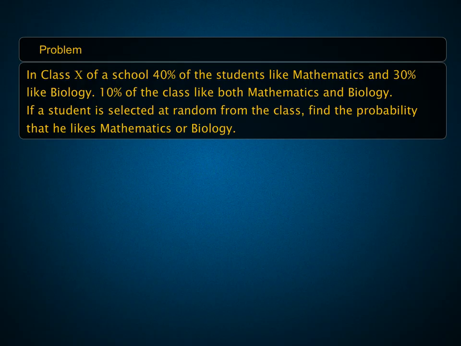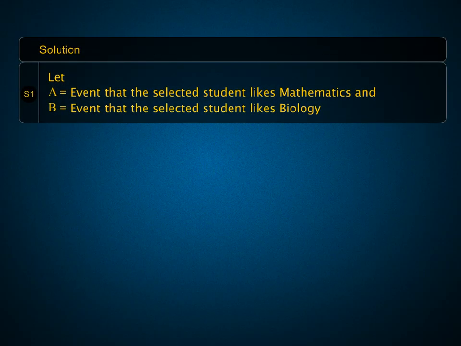Let's take another problem. In class 10 of a school, 40% of the students like mathematics and 30% like biology. 10% of the class likes both mathematics and biology. If a student is selected at random from the class, find the probability that he likes one of the two subjects, mathematics or biology. Let A be the event that the selected student likes mathematics and B be the event that the selected student likes biology.